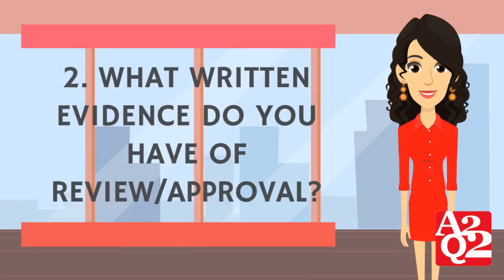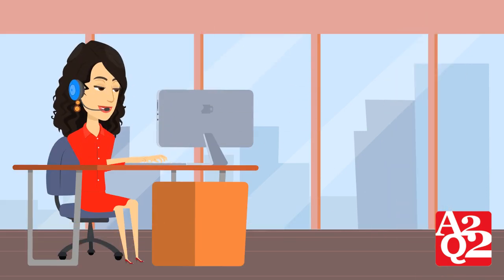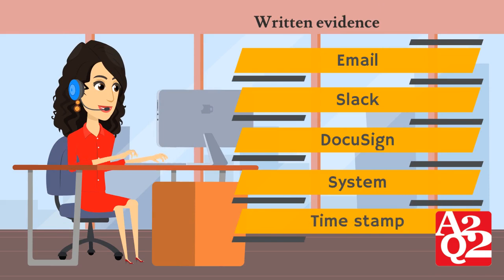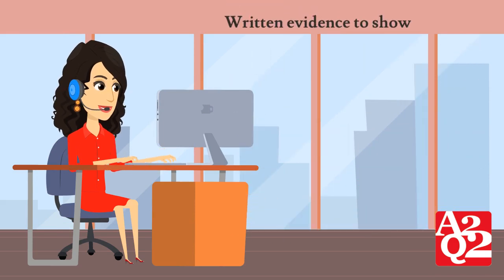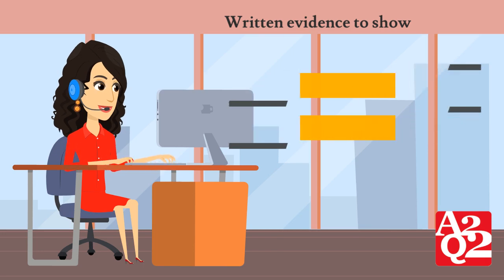What written evidence do you have of that review or that approval? It can be an email, it can be Slack, it can be a DocuSign, it can be in the system that's time-stamped, it can be a workflow of some sort, but they want written evidence to show that this control actually happened and you did it that way.